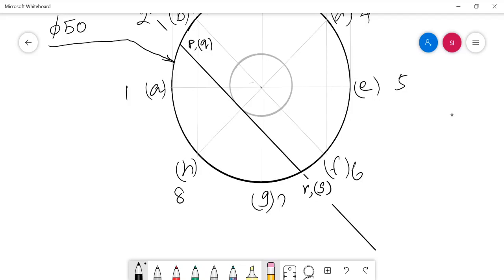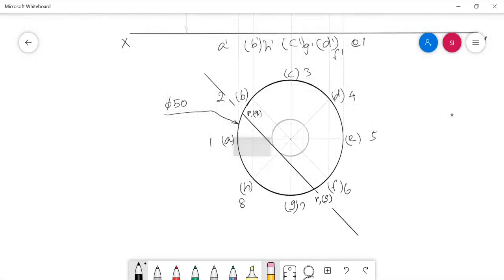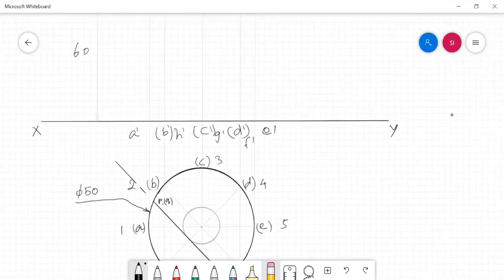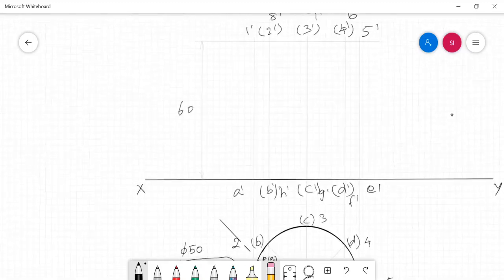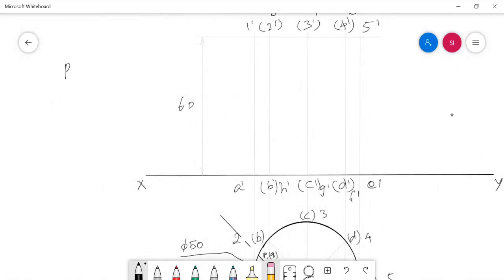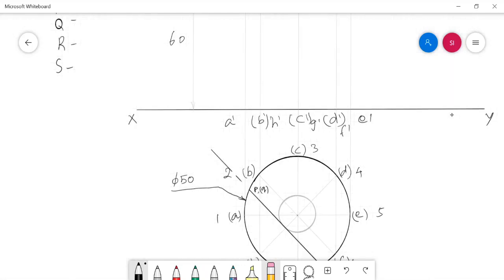At the same time, it is better to note down the address of each and every cut point in order to mark them without any confusion in the front view. The cut points obtained in this problem are totally 4 cut points. They are P, Q, R, S.